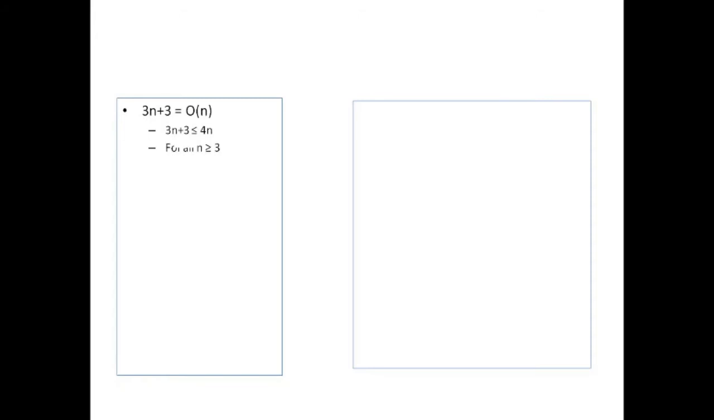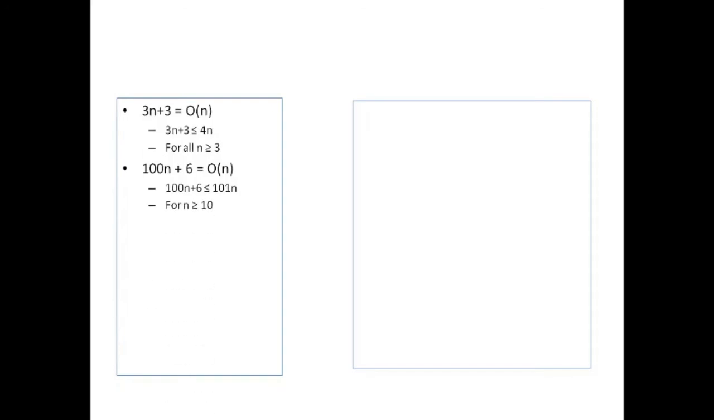So we can write 3n plus 3, or f(n), is order of n for positive constants c equal to 4 and n greater than or equal to 3. This is how we find the constants. Similarly, we can look at other examples. Again, here we can say 100n plus 6 is less than or equal to 101n.